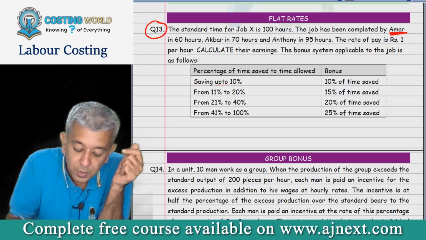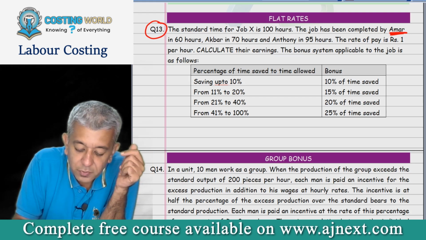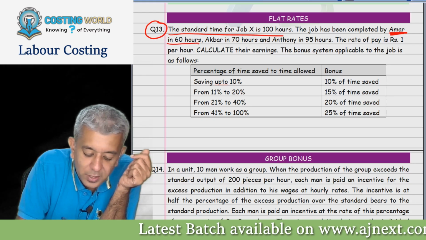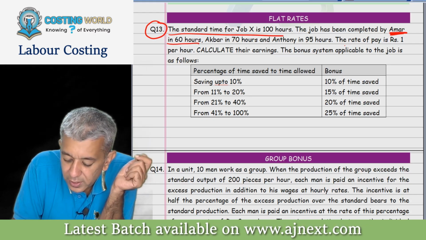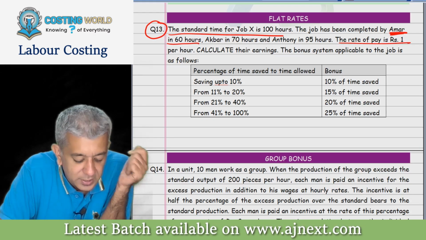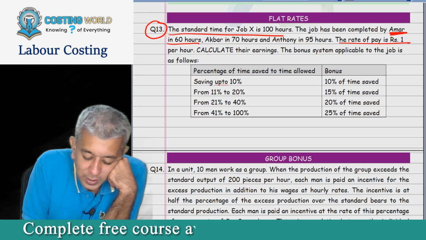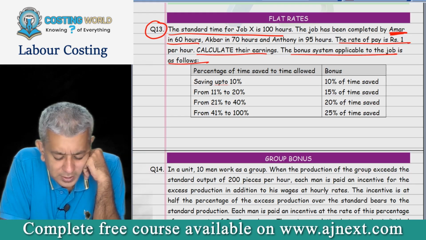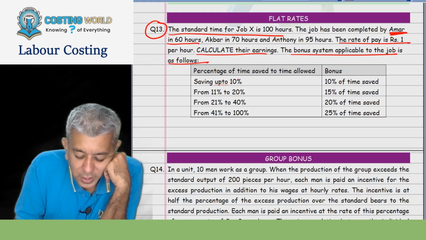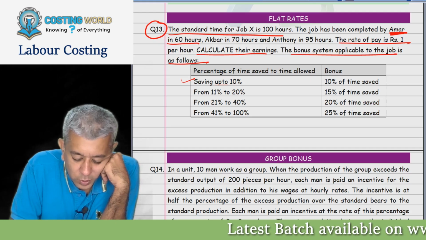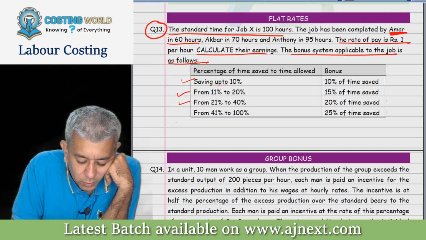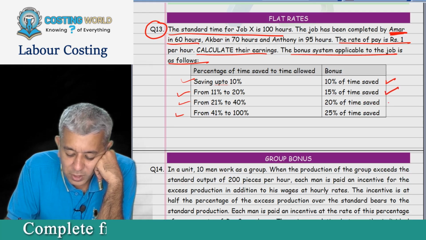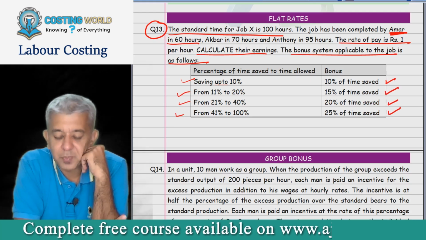Total standard time allowed for the job is 100 hours. Job has been completed by Amar in 60 hours. For others you all do that at a later stage. The rate of pay is rupee 1 per hour. Calculate the earnings. The bonus applicable to the job is as follows. Percentage of time saved to time allowed: saving up to 10%, from 11 to 20, 21 to 40, 41 to 100. The bonus is 10% of time saved, 15% of time saved, 20% of time saved, 25% of time saved.